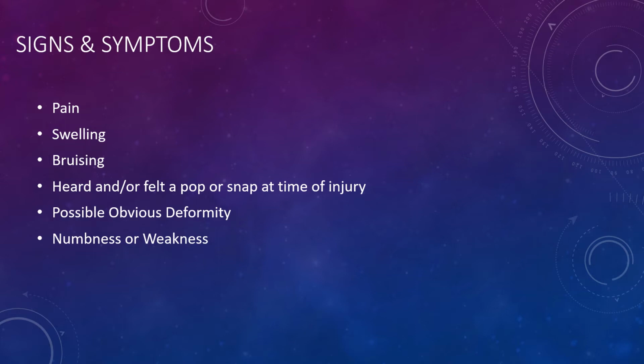Signs and symptoms of a fracture in the elbow joint are commonly pain, swelling, bruising. The patient heard and or felt a pop or snap at the time of the injury. They could have possible obvious deformity, and they possibly will have numbness or weakness in the elbow that radiates down the arm.